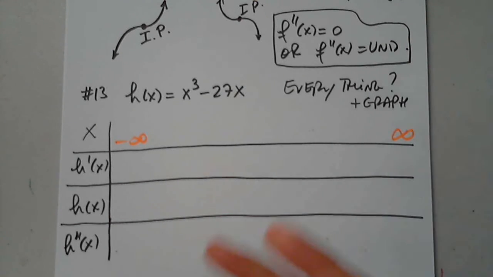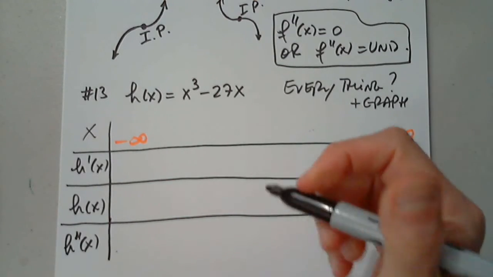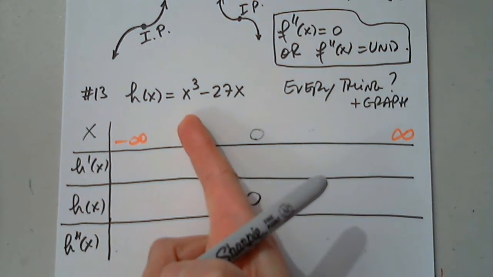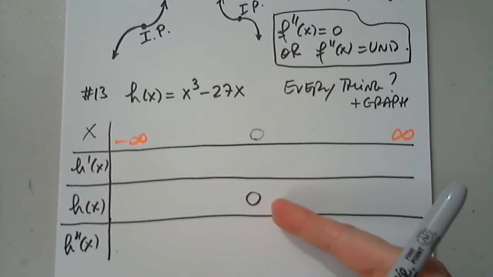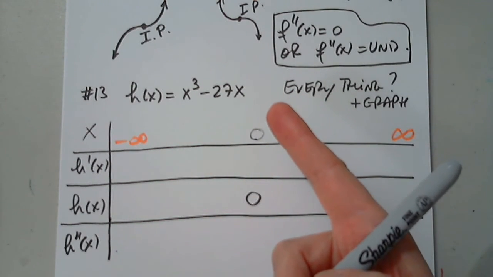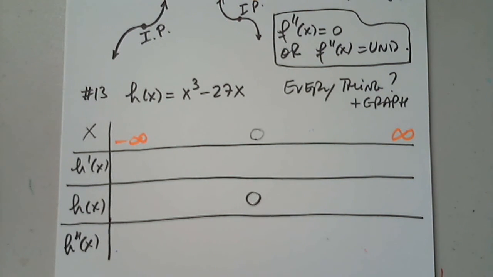Now, because we're talking about the function, I should always plug in 0. And in this case, it's 0. Okay? I will also find the x and y intercepts. So first I discuss the function a little bit.